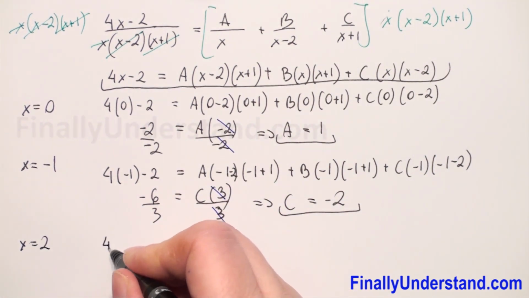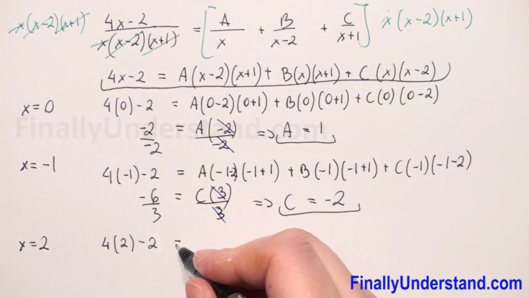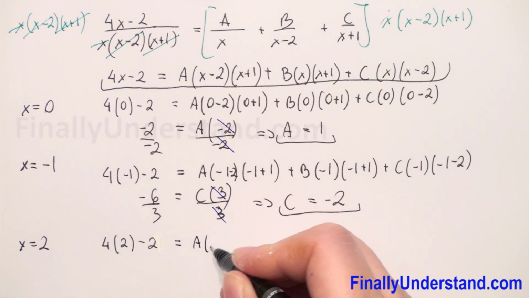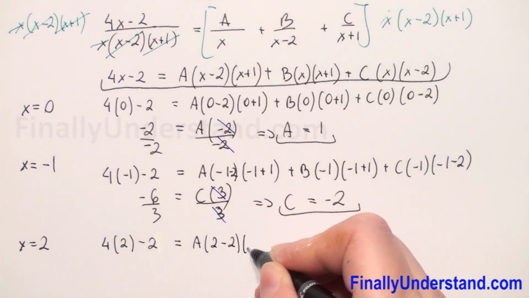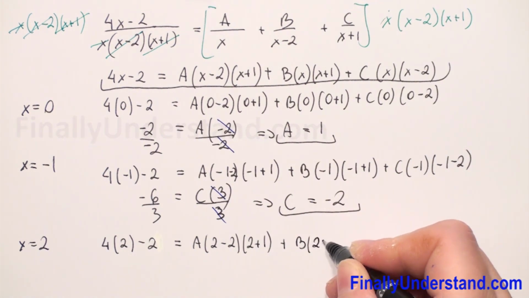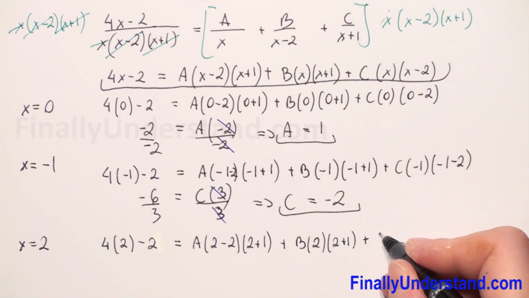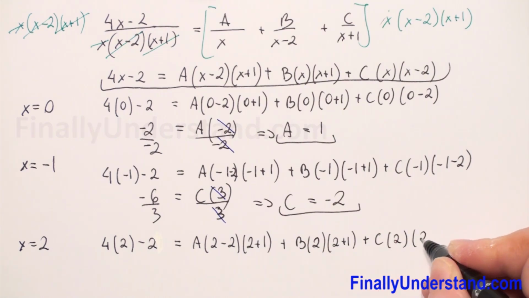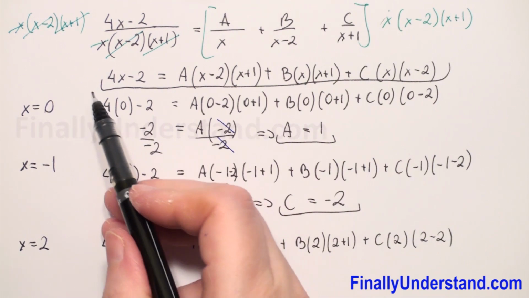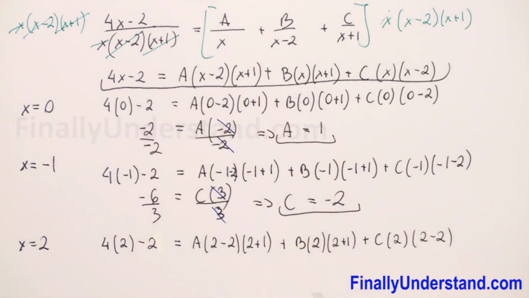We have c, so now we will find b when we substitute that x is equal to 2. We will have 4 times 2 minus 2 on the left side. This is equal to a times 2 minus 2, 2 plus 1, plus b times 2, 2 plus 1, plus c times 2, and 2 minus 2. I just substitute into this equation every x by 2. So now we have 4 times 2 is 8, minus 2 is 6.